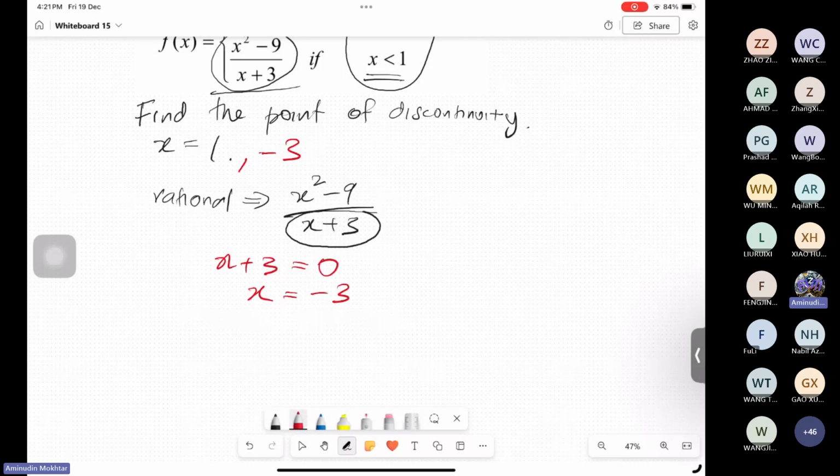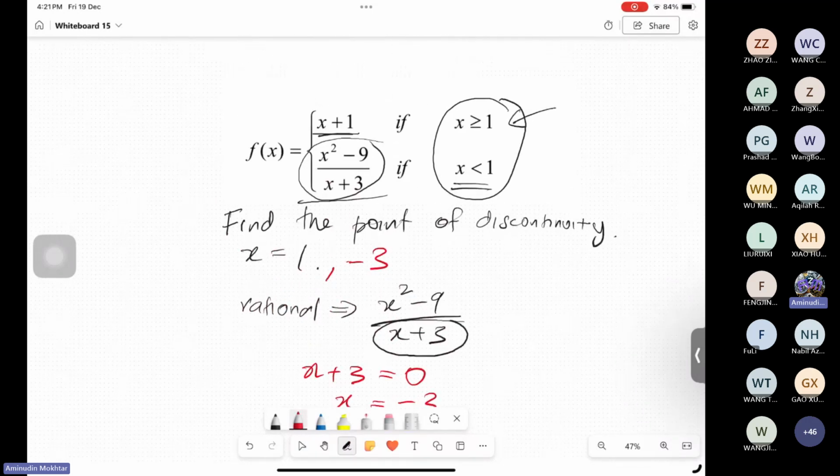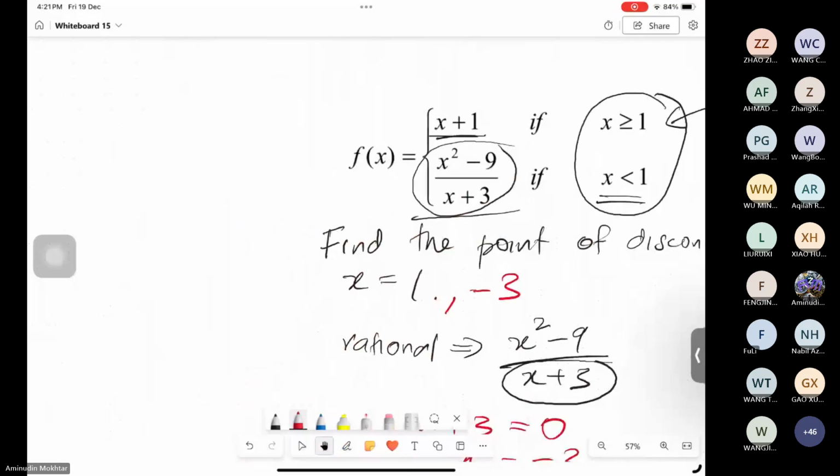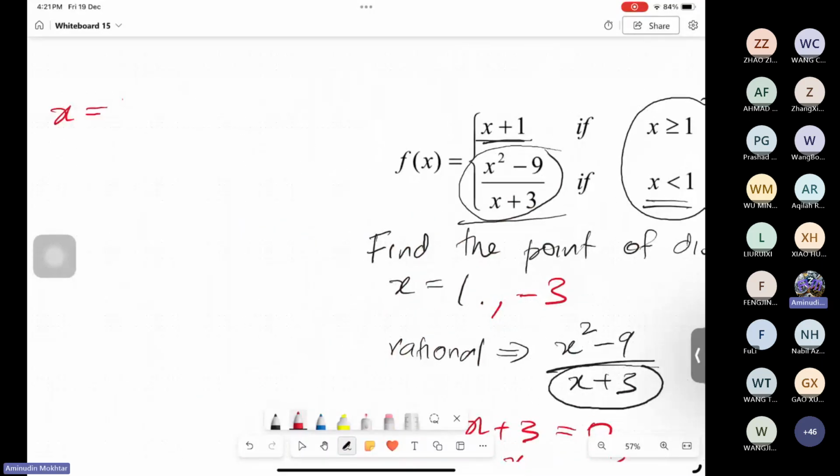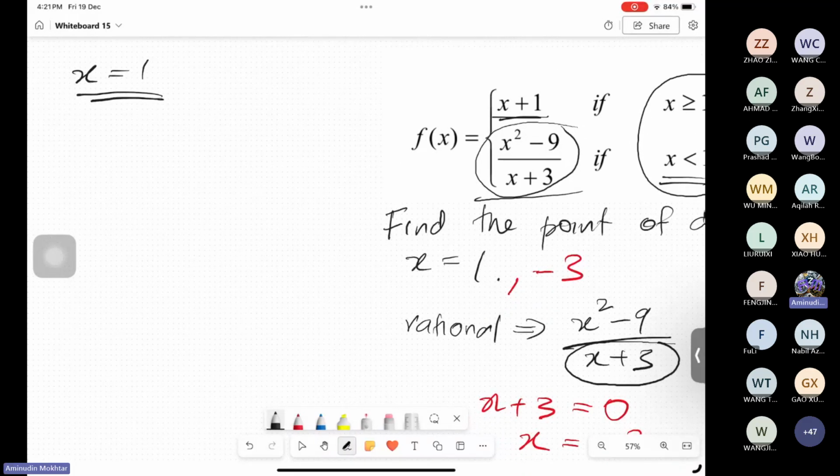Now we need to check when x equals 1, checking one by one. When x equals 1, is this function discontinuous or not at this point? Again, we just repeat the process. The first step: find f(1). Is the function defined? Can we find the value of y when x equals 1?